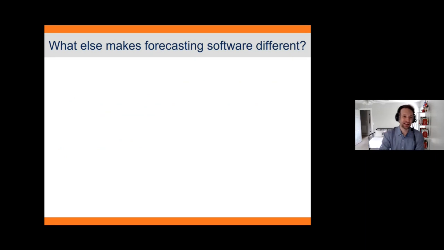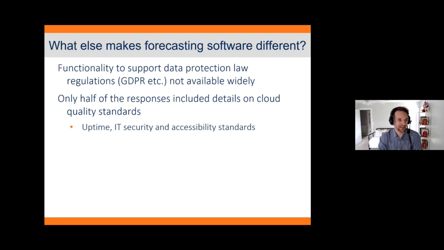So overall, I think we can conclude that, because of this integration of open source software, the selling points of forecasting software in terms of algorithms are probably shrinking. And what are the other points that make a software different? I think it goes more into the IT sector, like classic IT decisions, for instance the regulations that are out there and how they are supported. Not all software helps on the data protection law side. And also, if you go to the cloud, we received very few responses on how quality standards are assessed. You have certain specific certificates for uptime, for instance, that follow a certain structure. The same goes for IT security assessment and accessibility standards. So these are very important questions.